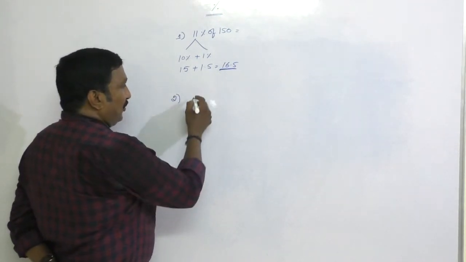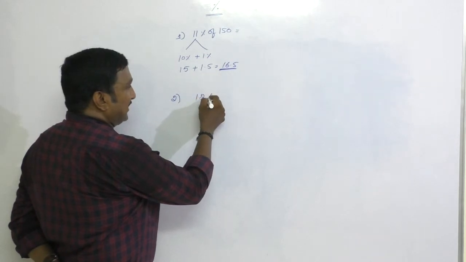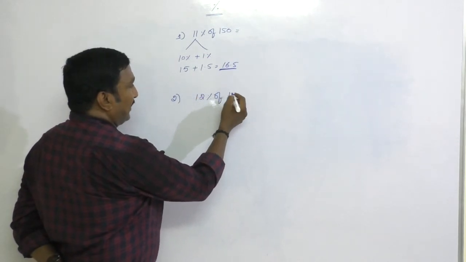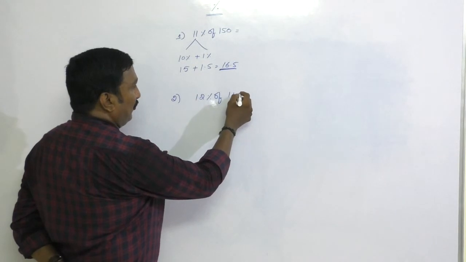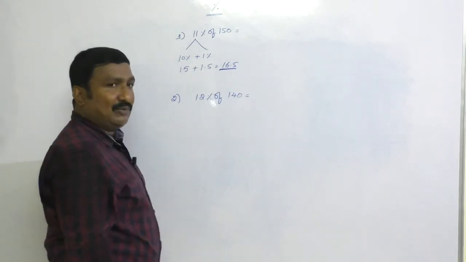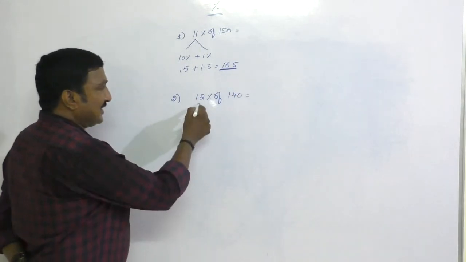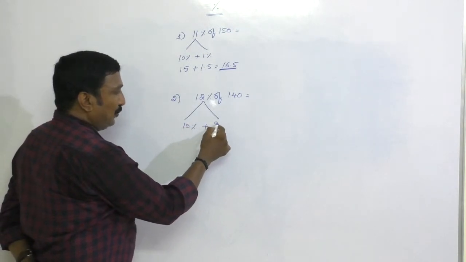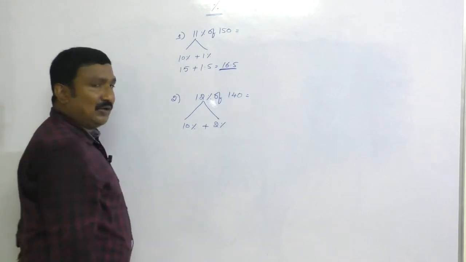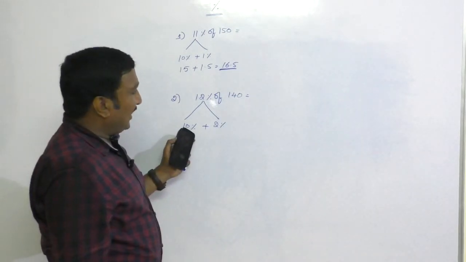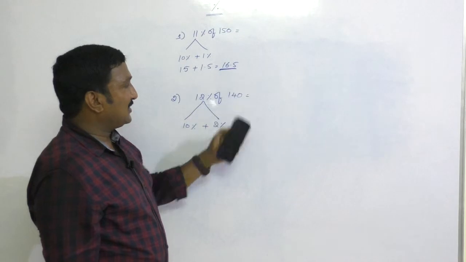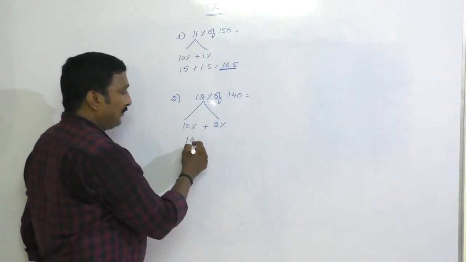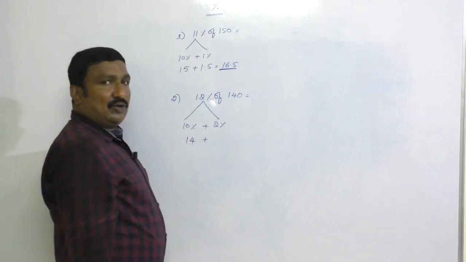Similarly, I want to calculate 12% of 140. What is the 12% of 140? 12% can be written as 10% plus 2%. This is the 12%. So 10% of 140 is equal to how much will it come? 14. And 2% I have to calculate.